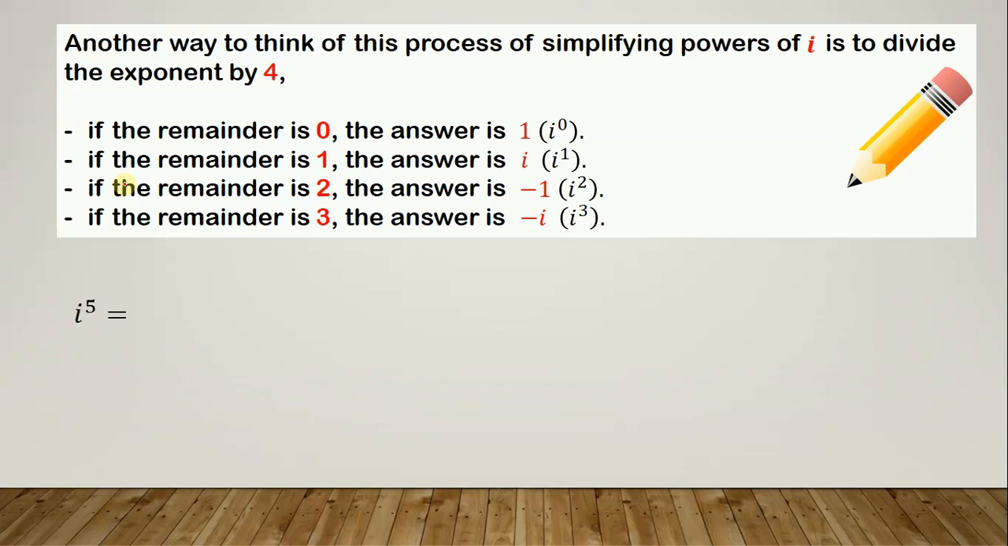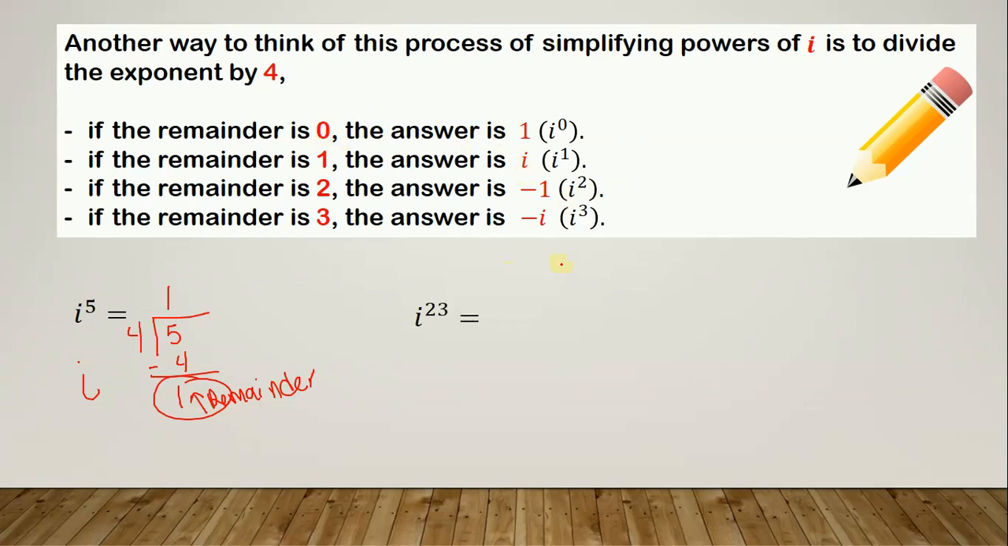Let's try a couple of problems here. So we got I to the 5th. We talked about this a little earlier. We know this is just an I, but let's take the 5 and divide it by 4. There's 1 four in 5, so 4 times 1 is 4, subtract, and that means my remainder, the leftover after I can't divide anymore, is 1, aka my answer. I to the 5th is I, because my remainder is 1, it's I.